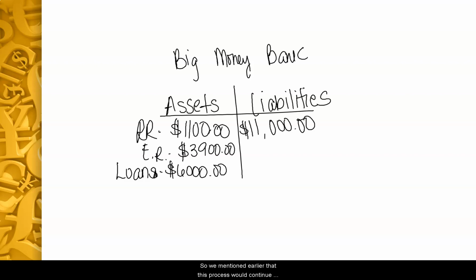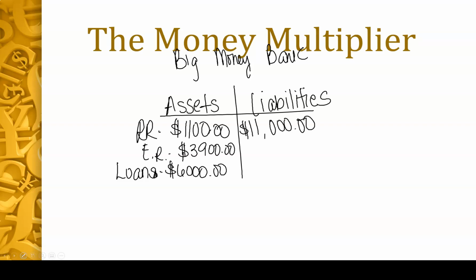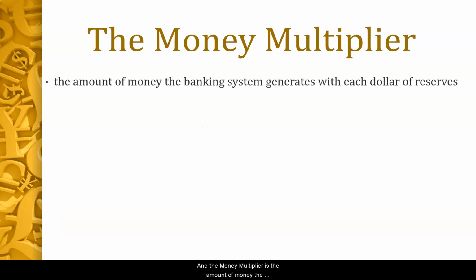So we mentioned earlier that this process would continue over and over until the money runs out. So how will you be able to determine how much money is created as a result of the initial deposit of $5,000? Well, that is where the money multiplier comes in. The money multiplier is the amount of money the banking system generates with each dollar of reserves. So the money multiplier establishes how much the money supply can be expanded with an initial deposit. And it is calculated through the formula of 1 over R, which represents the reserve ratio, or 1 over RR.